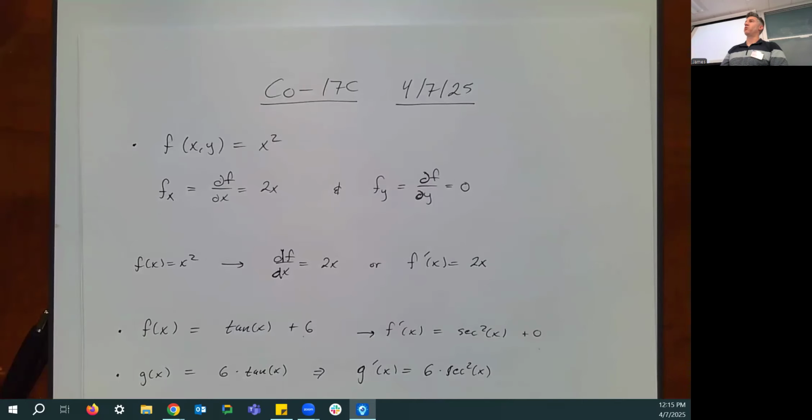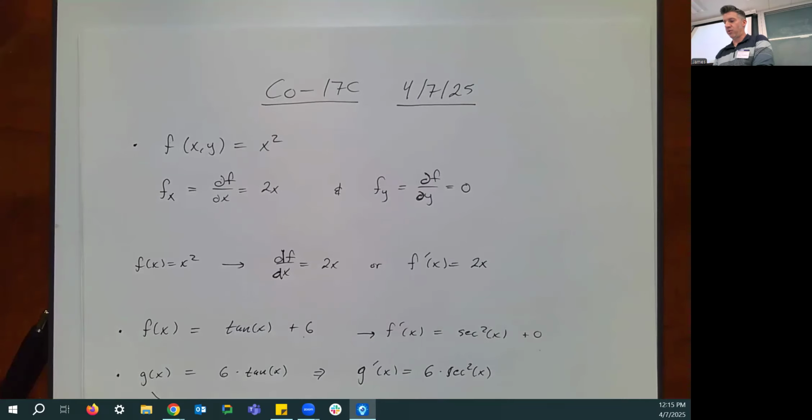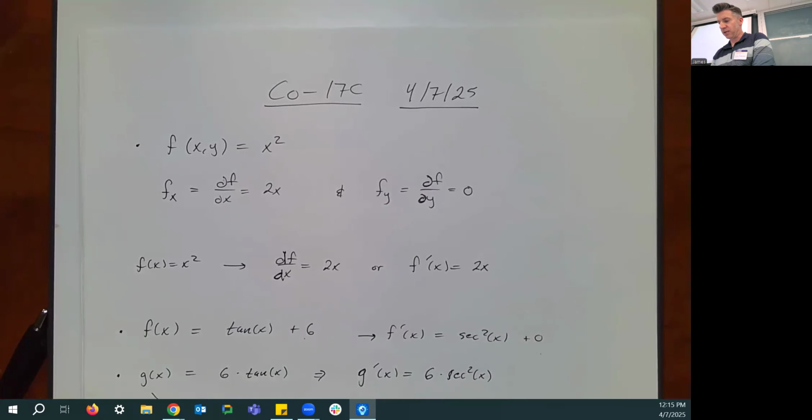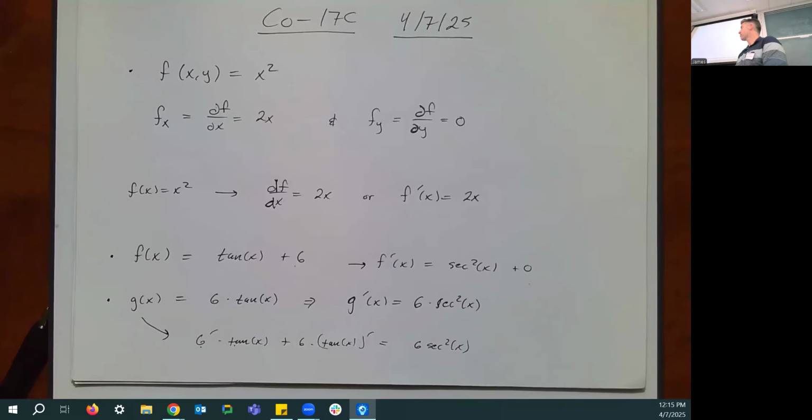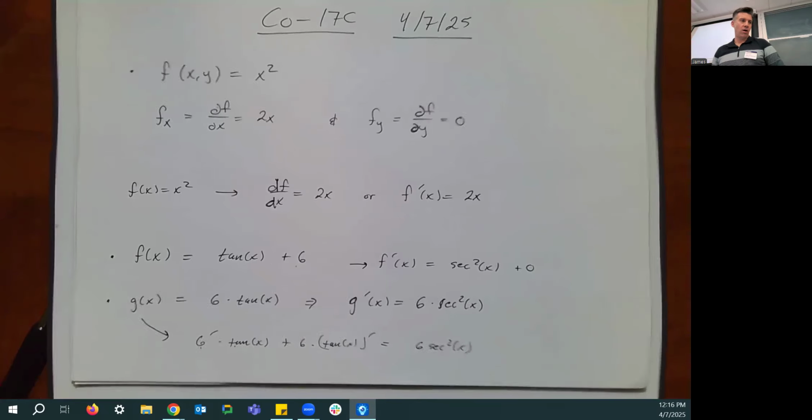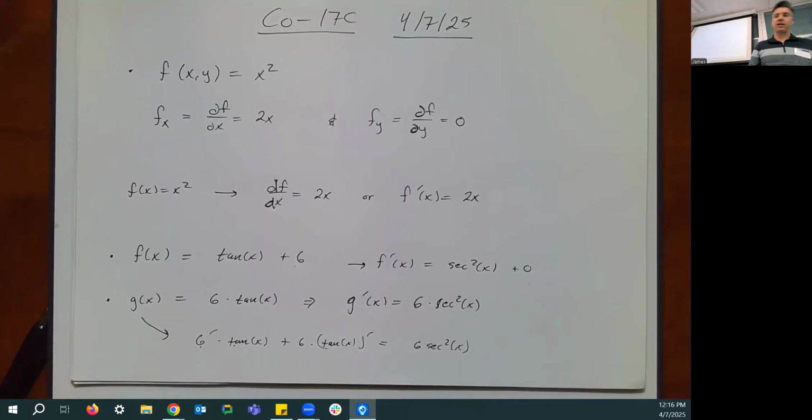If you prefer, although you shouldn't, but you can, you could use the product rule and say it was the derivative of 6 times tangent of x plus 6 times the derivative of tangent of x, which still is going to work out to 0 times tangent plus 6 times secant squared of x. Yes, I can. But we really shouldn't use the product rule when it's just a constant times your function. You should just use the constant multiple rule. All right, let's look at some more interesting examples.